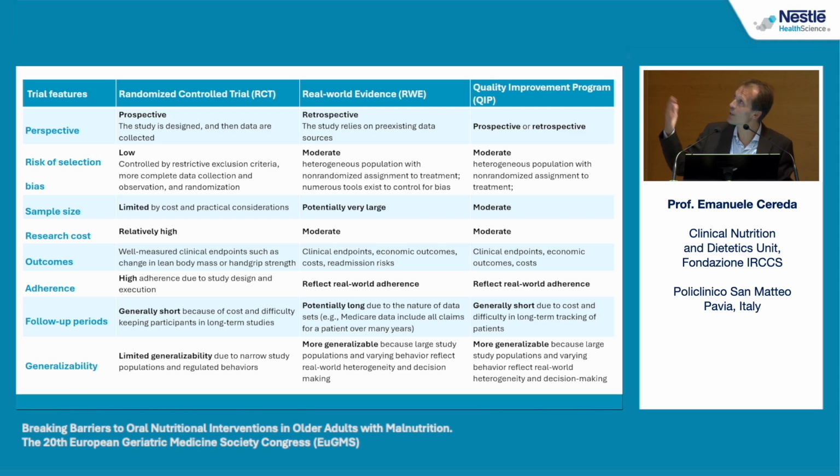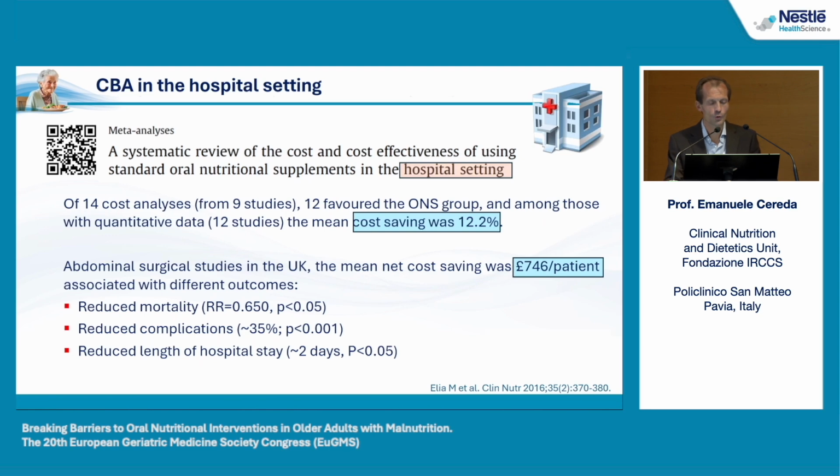That's why probably real-world evidence that provides more raw data is probably more useful to convince resource allocators, because we are covering a larger number of diseases, we are covering a more heterogeneous population, and we can rely on the use of pre-existing data, we can improve the collection with additional ones. So we have more generalizable data that can enable us to improve access to nutritional care.